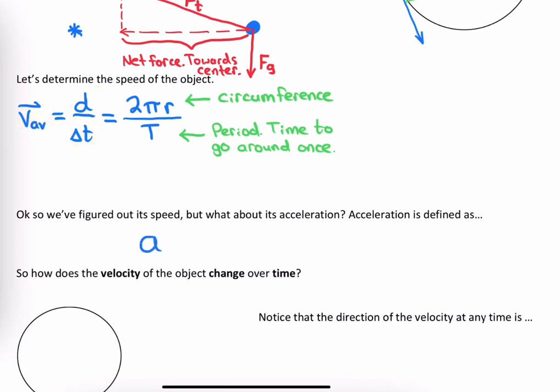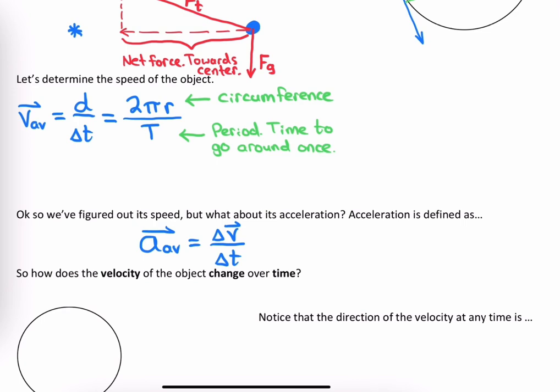Acceleration is the change in velocity over the change in time. So maybe we can use this formula we know about acceleration to try and find a formula for it. But first of all, let's focus on how the velocity of the object changes as it goes around the circle.